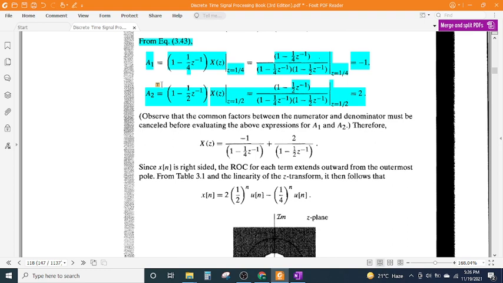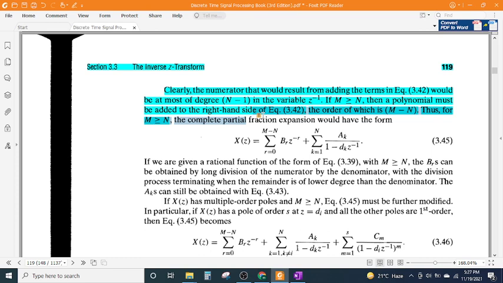Section 3.3, The inverse z-transform. Clearly, the numerator that would result from adding the terms in Eq. 3.42 would be at most of degree N-1 in the variable z^-1. If M >= N, then a polynomial must be added to the right-hand side of Eq. 3.42, the order of which is M-N. Thus, for M >= N, the complete partial fraction expansion would have the form shown in Eq. 3.45.